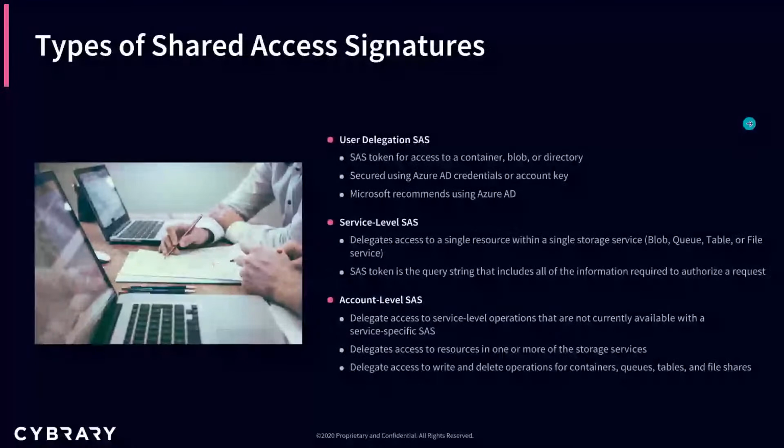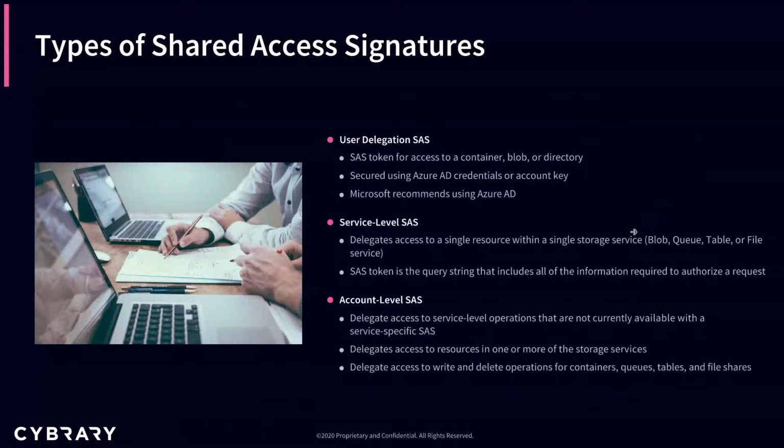So there are different types of SAS token. You can use delegation SAS, where the SAS token is used to access containers, blobs, or directory. It is secured by using Azure AD credentials, and Microsoft always recommends using Azure AD to secure the SAS tokens. You can also have service level SAS tokens that is used on a single resource within the single storage service. And then you can have account level SAS token, which is used to delegate access to service level operations that are not currently available at service specific SAS.